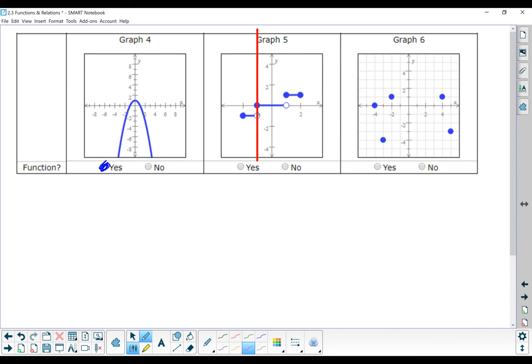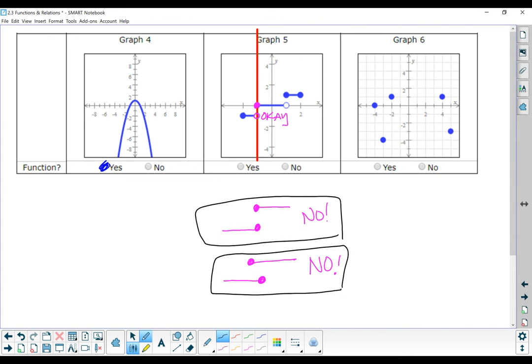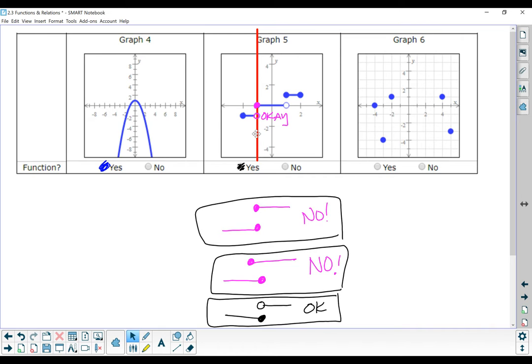So as long as your graph has an open circle below that closed circle or above, that's okay. That's totally fine. If they were both closed, that would not be okay. Or if they had some kind of overlap, that would also not be okay for a function. But if it's open and closed like that, that's fine for a function. So this would be a yes. Yes, that is a function.